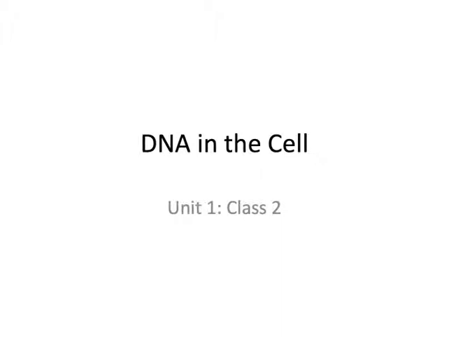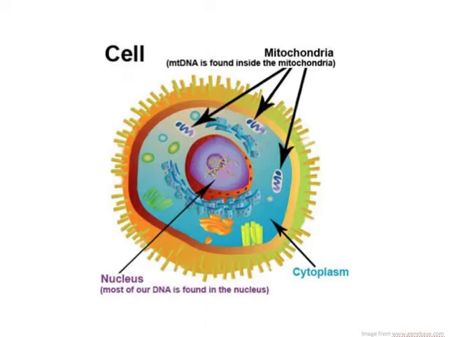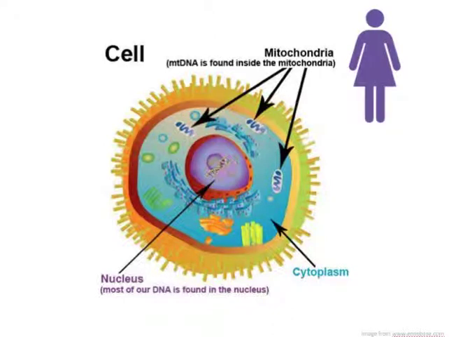DNA in the cell. So DNA is found in two places in cells. Most of the DNA that encodes for genes is in the nucleus of a cell. The mitochondria also has its own small set of DNA that is passed on through a maternal lineage. So all of your mitochondrial DNA came from your mother, and all of hers came from her mother, etc.